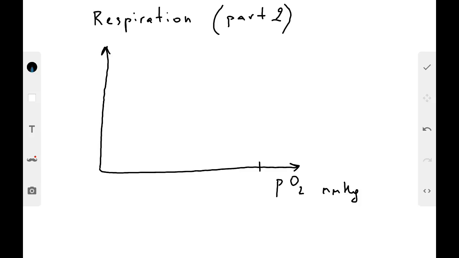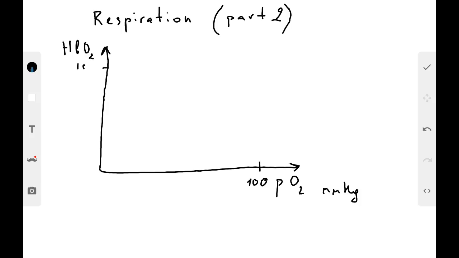So the highest tension of oxygen we have in the lungs. It is 100 millimeters mercury. So this part will illustrate the situation in lungs. In tissues it decreases, and on ordinate axis we have the percent of saturated hemoglobin, so percent of oxyhemoglobin.